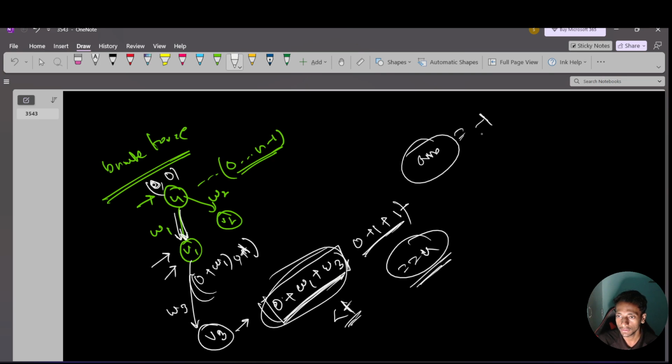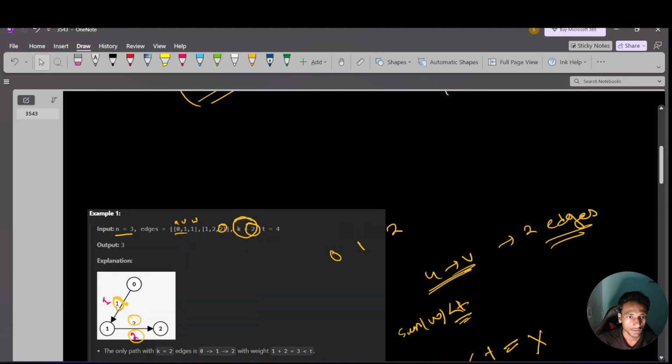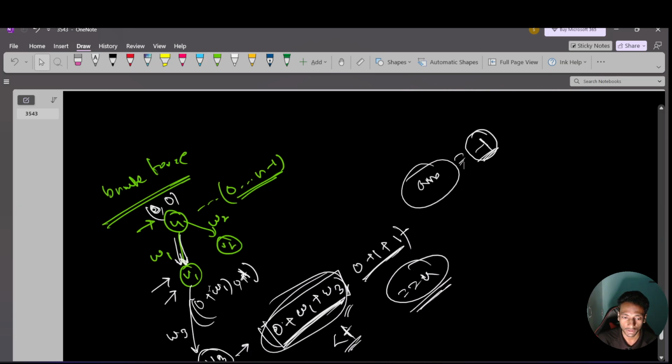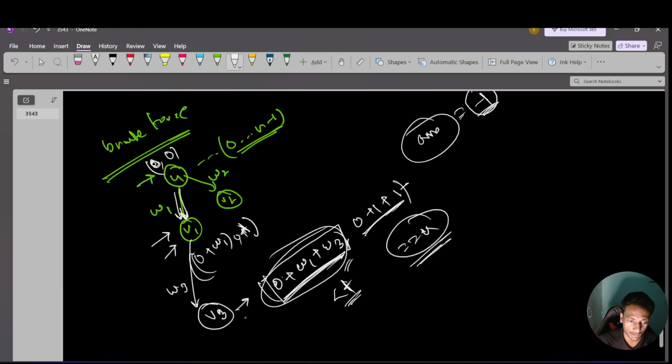Initially it will be -1, because by default the answer will be -1, and I will check that if this is a valid answer, then what do I have to do? I will compare with this. What do I have to take? I have to take the maximum sum. So I'll check what sum I have in this path to reach v3 from u, and whether it is maximum or not.